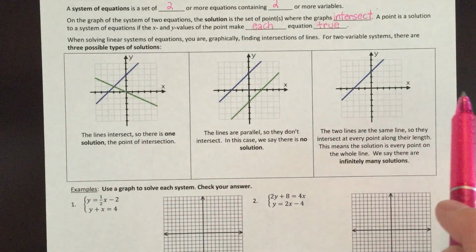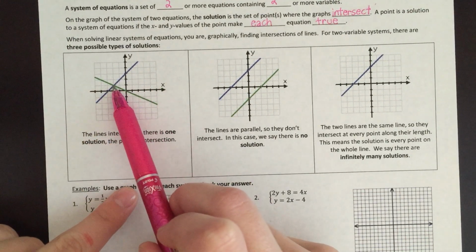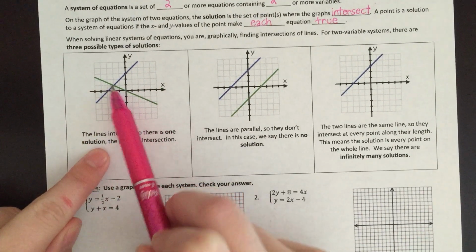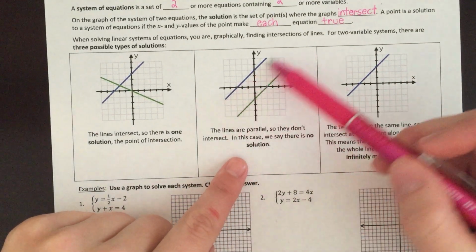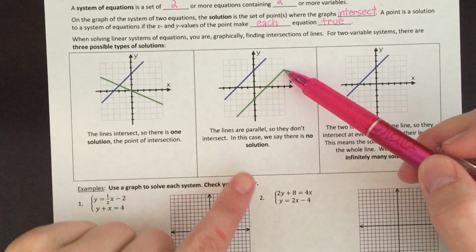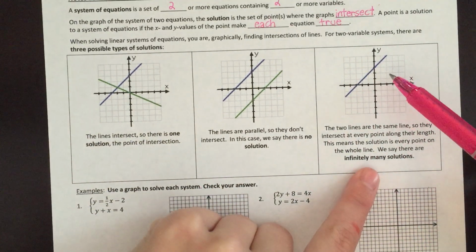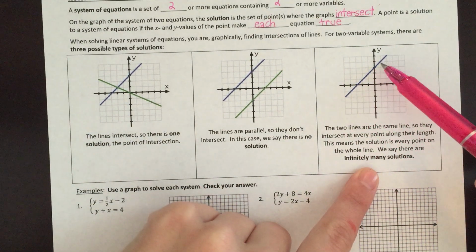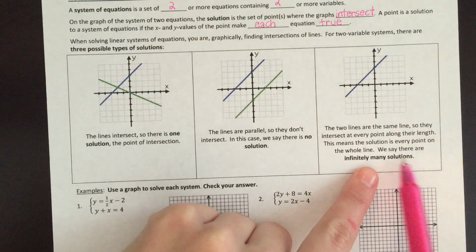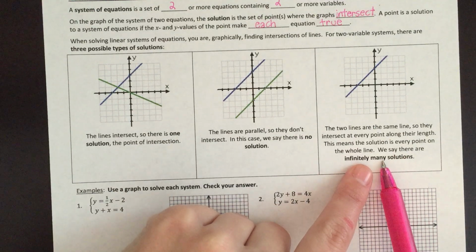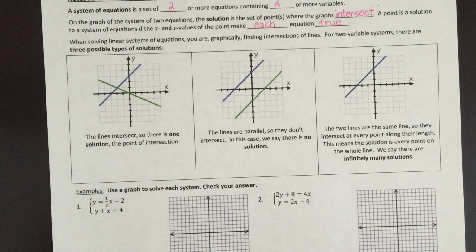This is what we'll be working with for the next few days. If I have two lines, it's possible that they intersect at one point, and that one point is the solution. It's also possible that two lines can be parallel forever. They're never going to touch. So if they never intersect, then there's no solution. Last but not least, if two lines are the same exact line, they lie on top of each other and touch forever. That is said to be infinitely many solutions.